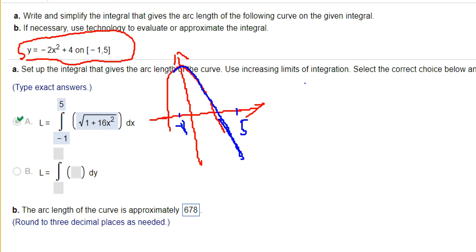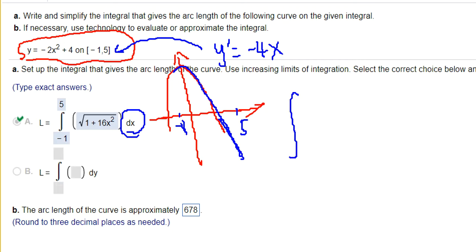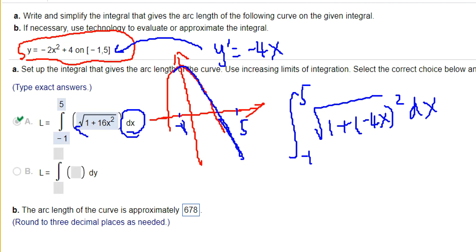Now, by the way, let's check the y prime, which is -4x. It is well defined in this interval, so we can go ahead and use dx. So we can do from -1 to 5. The formula says the integral of the square root of 1 plus the square of the derivative, which is -4x, dx. That's how I got this answer. So that answers your first part.